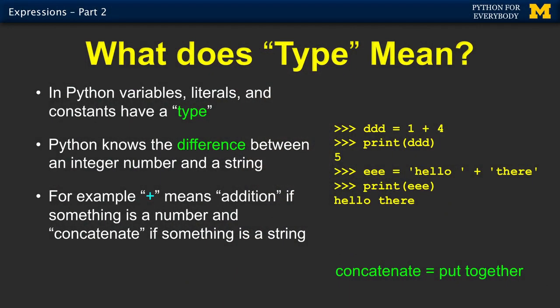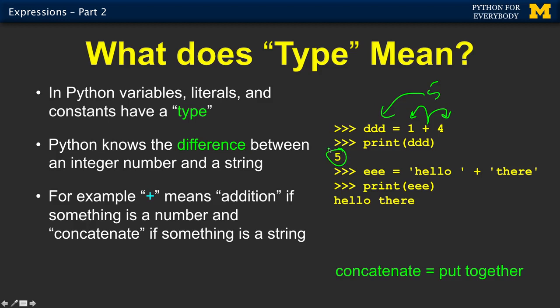And here's a little example code. We have this plus operator. And the plus operator is looking at its two operands, 1 and 4. It's like, oh, those are integers. I know what to do with integers. That means addition. And so it adds them to be 5 and then sticks it into DDD, and out comes 5.